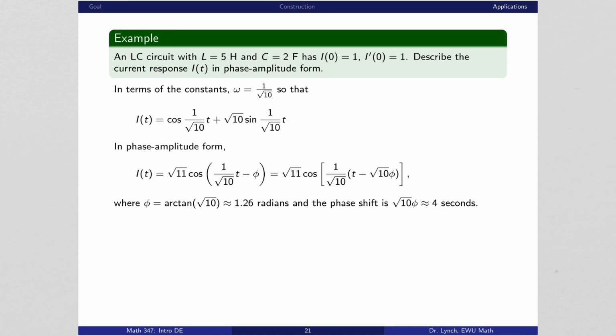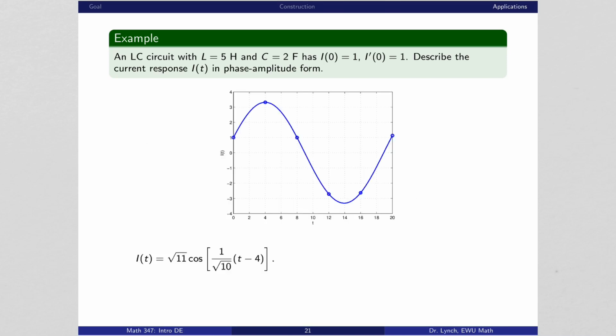So once again, you can think of that phase shift as a shift on the t-axis when you have a look at the oscillation here. So the graph of the solution looks like this. You can see that shifted cosine shifted by about 4 seconds, and the amplitude a little bit bigger than 3, right? That's the square root of 11 for the amplitude.